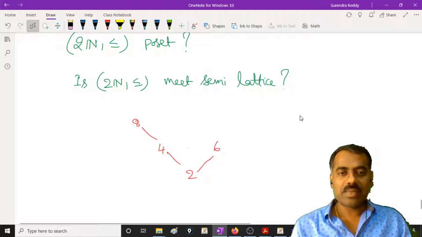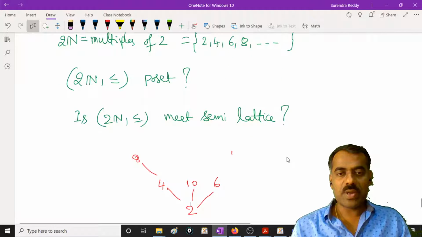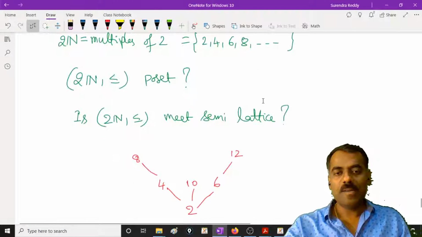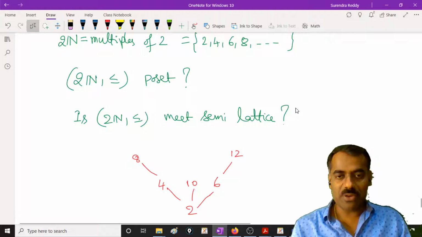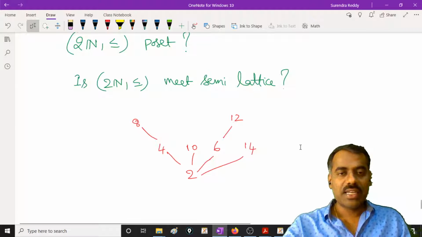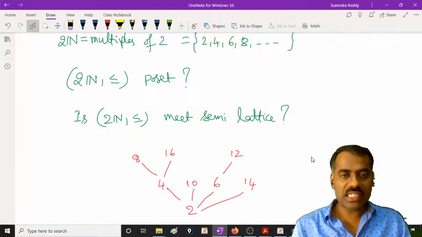So I will write here, suppose 10. Then the next one is 12, right? So where will 12 be? 12 will be here. Then after that, what is the next one? 14. Where will 14 be? I will put it somewhere here, right? Then the next one, suppose after that 16, right? So 16, where should we put it? Here. Is this clear? Any problem?